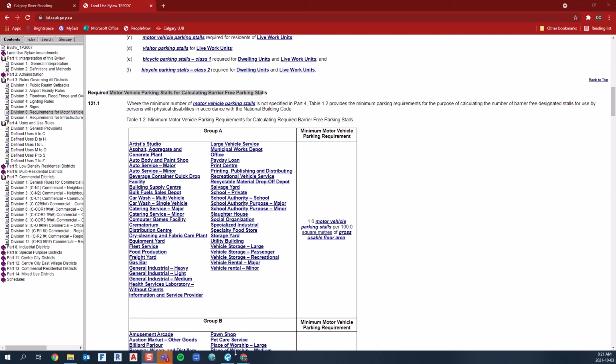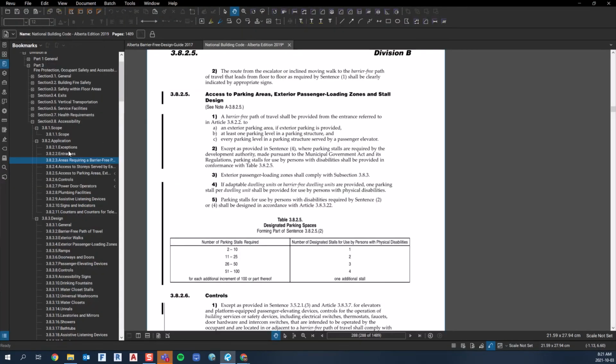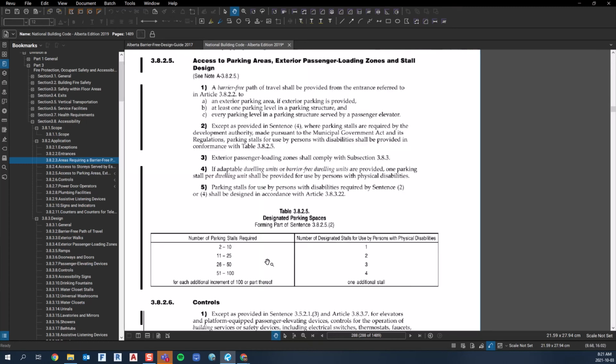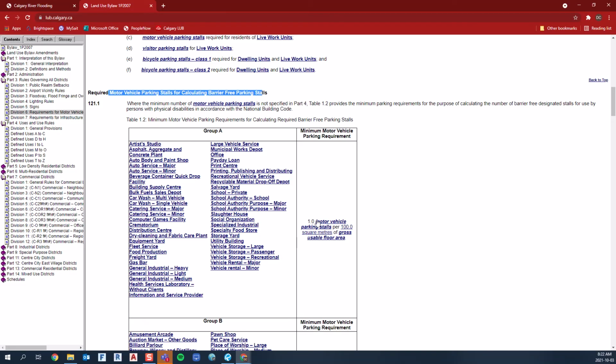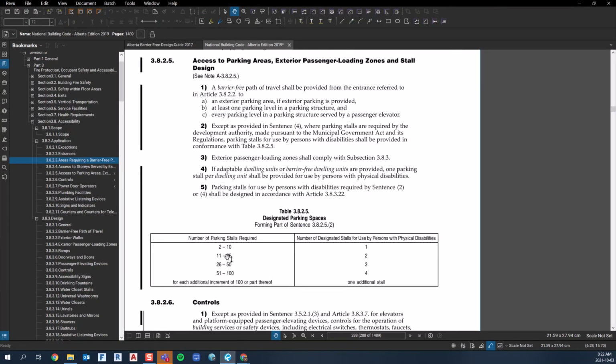And so I've opened the building code here. You could also look at the Alberta Barrier-Free Design Guide, but I have the code here. In section 3.8, the section on accessibility, I've just gone to 3.8.2.5 and it says, okay, if you have 2 to 10 parking stalls required, then you only need 1 barrier-free stall. So if from the calculation in the land use bylaw, from this chart, you calculated that you needed 12 parking stalls, then you'd be in this range, and you have to do 2 of those, whatever you decide to do.